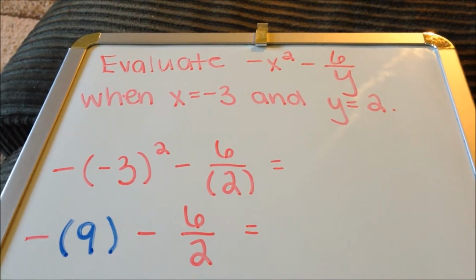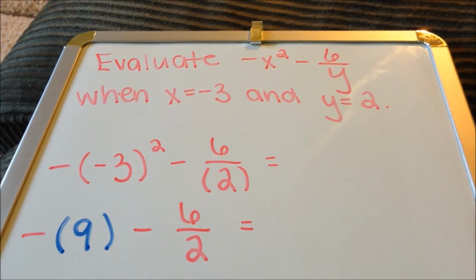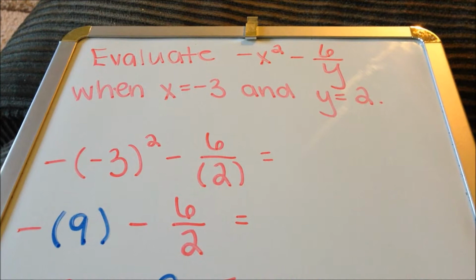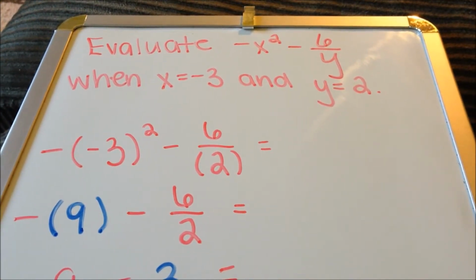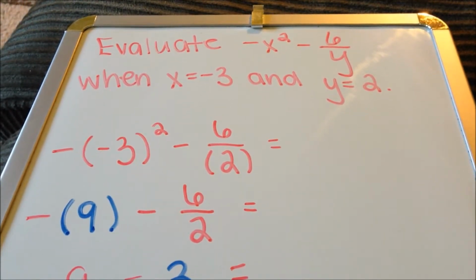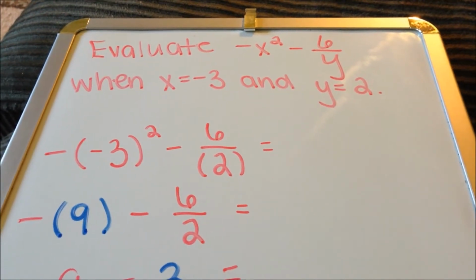Evaluate -x squared minus 6 over y when x equals -3 and y equals 2. Start by plugging in -3 for the x and +2 for the y. Again, notice that I have parentheses around the -3 and around the +2. We have no parentheses to simplify, but we do have an exponent, -3 times -3. We end up with 9.